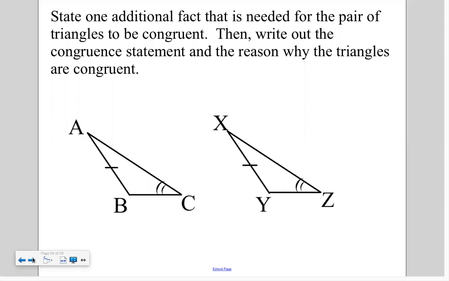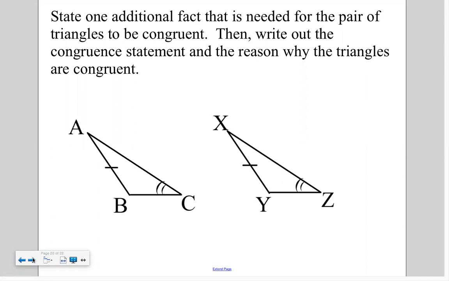All right, so here's one where it gives you a little bit more freedom. State one additional fact that's needed for the pair of triangles to be congruent. Then write out the congruent statement and the reason why the triangles are congruent. Now, there's actually two different correct answers here. Somebody want to tell me one additional fact that would work to prove they are congruent?